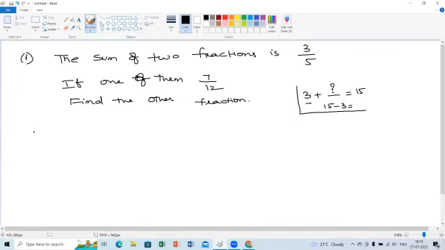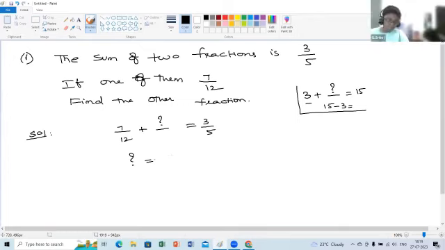Suppose the same, please apply the same thing here. The sum of two fractions is 3 by 5. One of the fractions is 7 by 12. Find the other fraction. To find the unknown fraction, what should you do? Which one should I subtract? Which number should I subtract? From where should I subtract? Ma'am, we have to subtract 7 by 12 from 3 by 5.